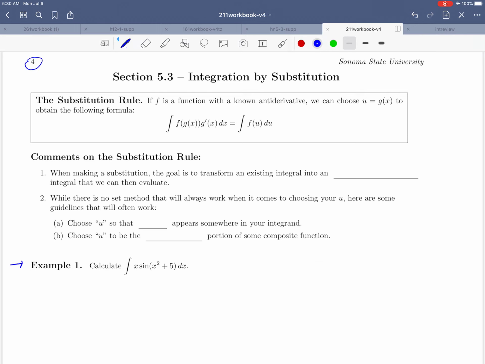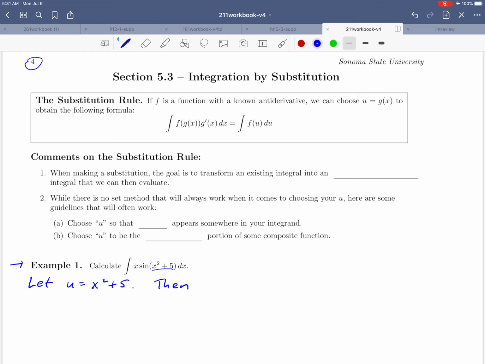All right, U substitution is a way of doing that, taking an integral and turning it into an easier, more manageable integral. Here's how the process works. We're going to notice that this x squared plus 5 is inside of the sine function, and so we're going to let that be U. That's the substitution that we're talking about.